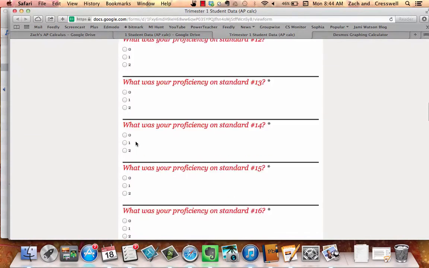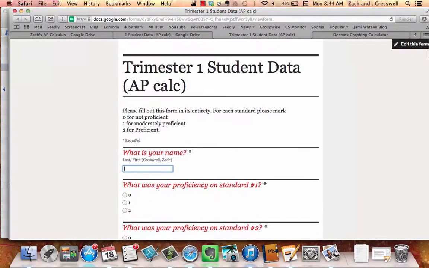Remember, this is not for your grade, this is only for me to figure out what you learned and what you didn't learn over the course of the trimester.